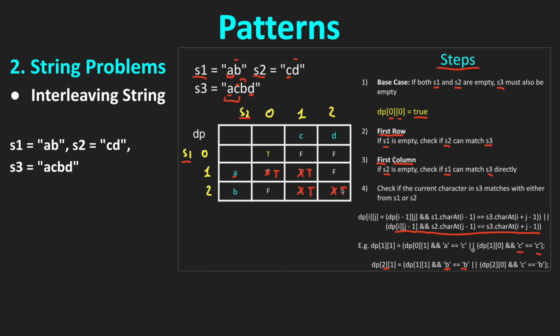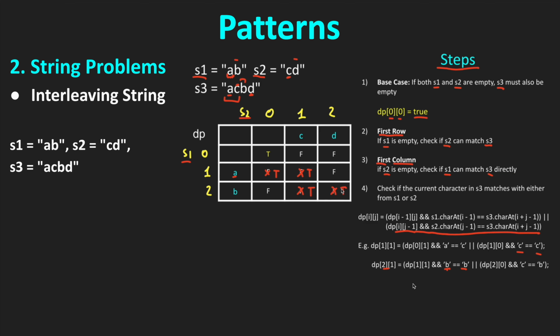The only way this works is if 1 and 0 is true and C is equal to C. Another scenario is that A is equal to C, and then in that case 0 and 1 should be true. So either this one should be true and A is equal to C, or C is equal to C and 1 and 0 is true. Since in this scenario both are true, we are setting this value to true.